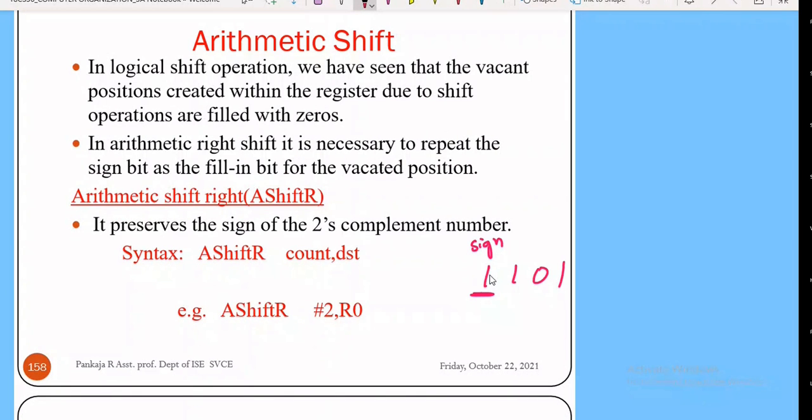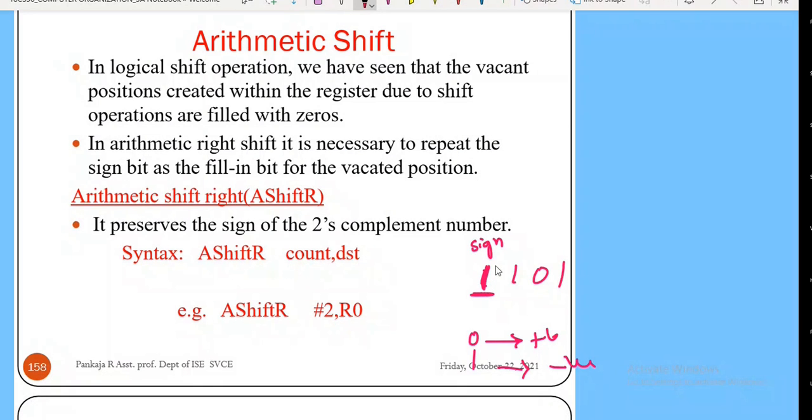In the previous topic I told you that if the sign bit is 0 it indicates a positive number, and if it is 1 it indicates a negative number. So now, whatever it is, the MSB, if you are shifting to the right side, what happens? It is filled with 0 according to the logical shift.